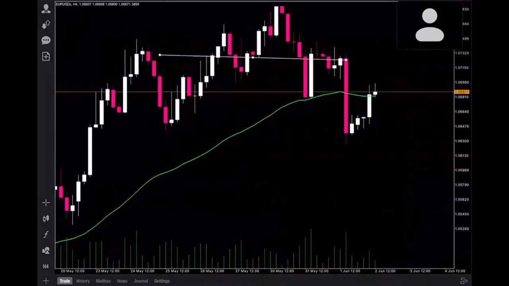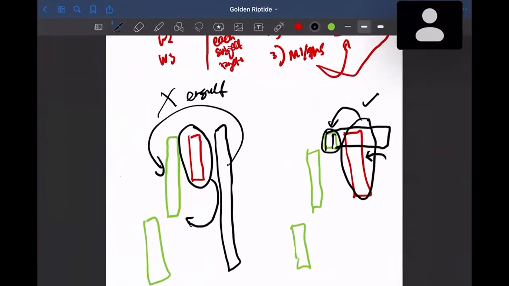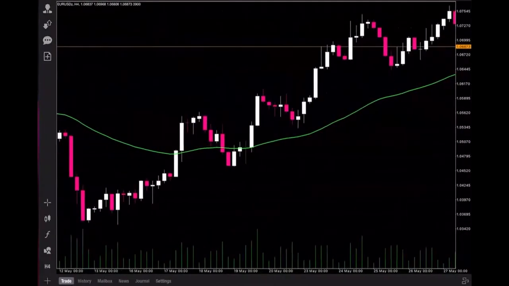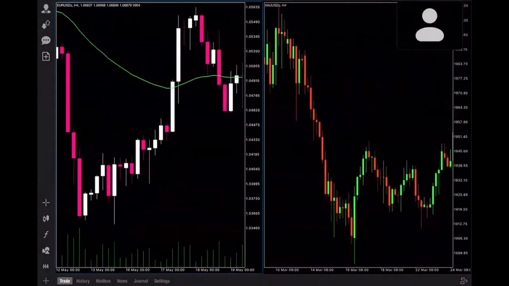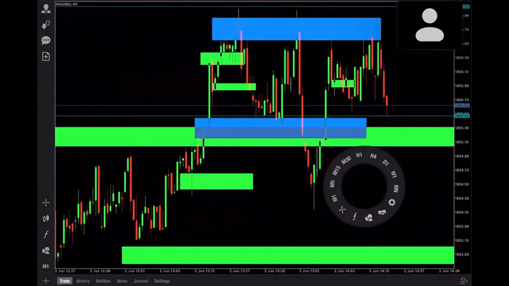But engulfing is just a name for it. Not really important, I would say. Just understand how we analyze. It's going to be easy. It's going to be the same as engulfing. Yeah, so it's still stuck.